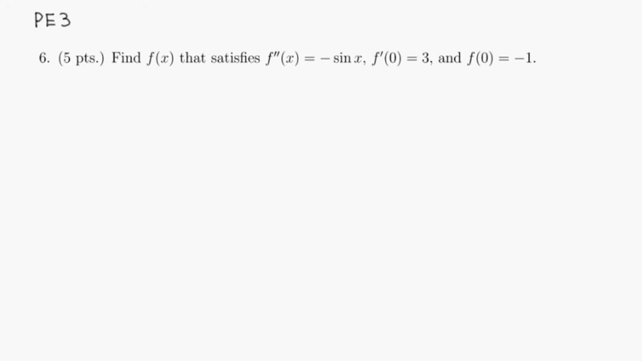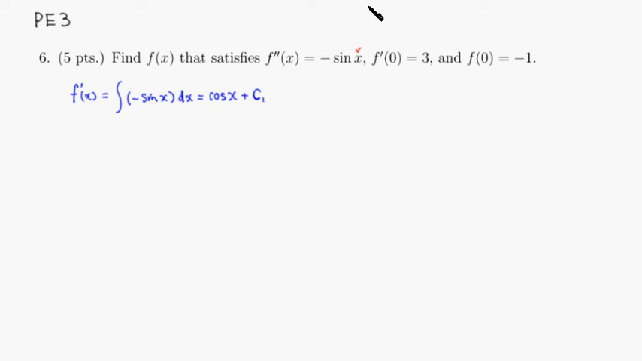Since we have the second derivative, we can go back to the first derivative by taking the antiderivative. So we take the antiderivative of the second derivative, which is negative sine of x, with respect to x. The antiderivative of negative sine of x is cosine of x, plus some constant. I'm going to use C1 because I need another constant, since we already used that guy.